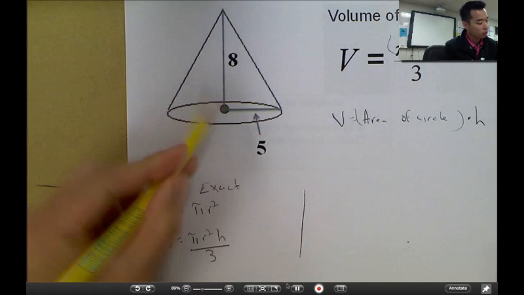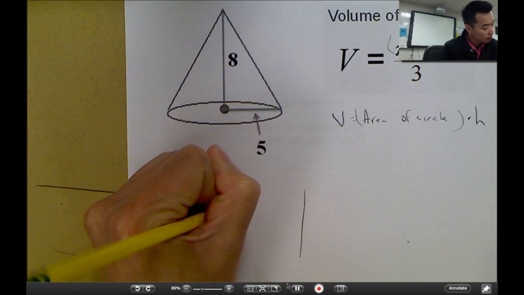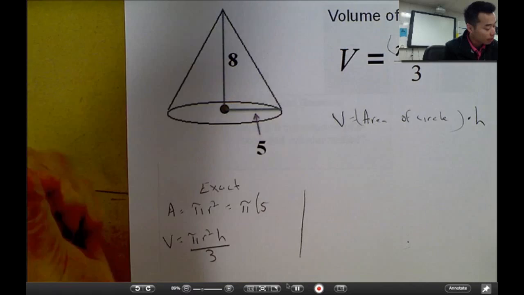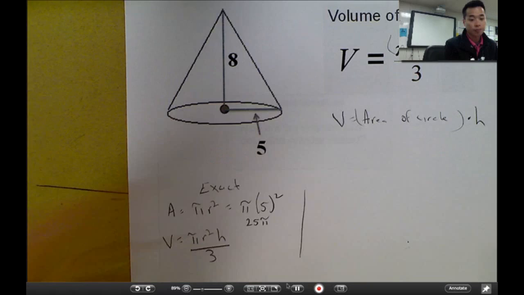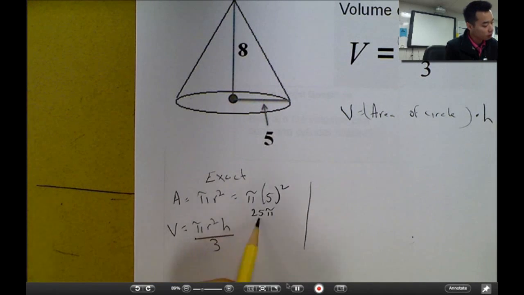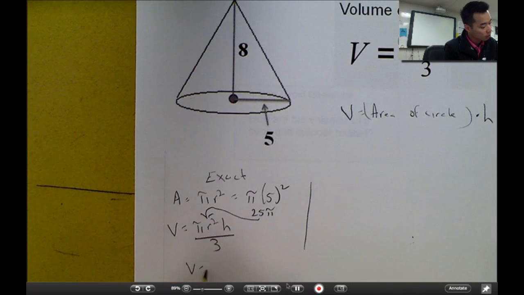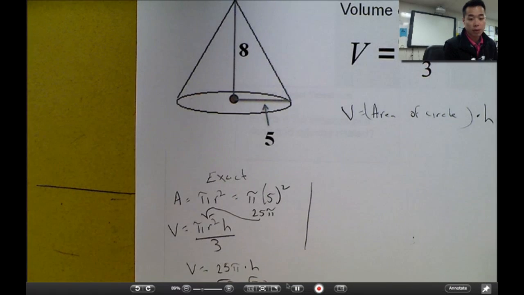So let's find the area of the circle first. The area is going to be pi times radius squared. So the area is going to be 25 pi. Now let's bring it down to volume. So we'll put this in for this right here. So volume is equal to 25 pi times the height. Volume is equal to 25 pi times 8. And then we have volume is equal to 200, because we're multiplying these two numbers. 200 pi.